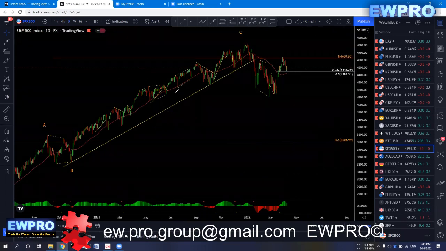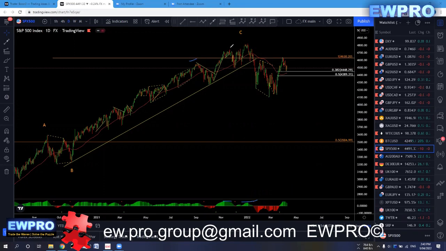So we got the C up with bearish divergence. We had a lot of bearish divergence between these two tops. Got a nice impulse down. I was looking for an A, B, C in here, and that is still possible.